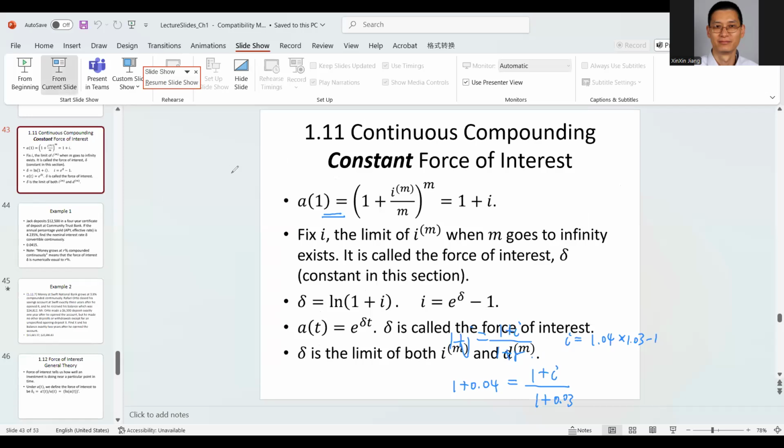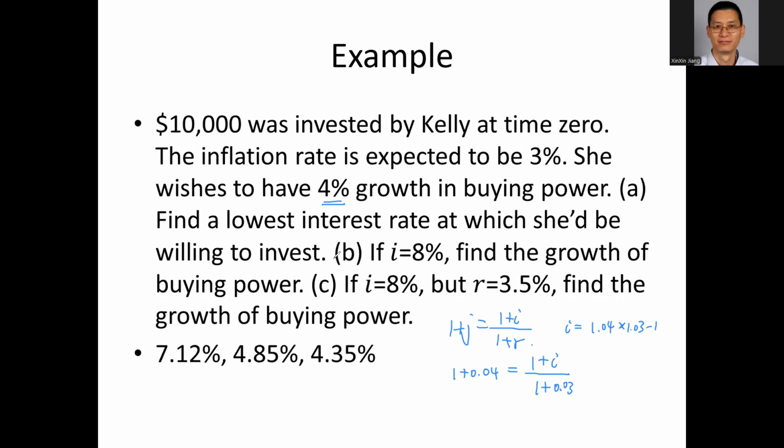B, if i equals 8%, find the growth of buying power, which is j. You just use this formula. You plug in 8% for i, so you have 1 plus 0.08 over 1 plus 0.03, minus 1, and you would get j. If i equals 8% but r equals 3.5%, find the growth of the buying power. They're pretty similar. So it's 1.08 over 1.035 minus 1. You will get that number.